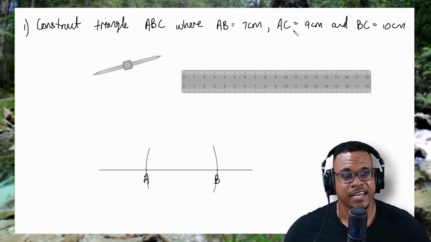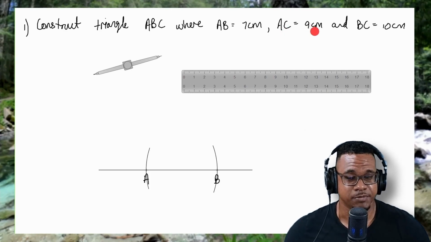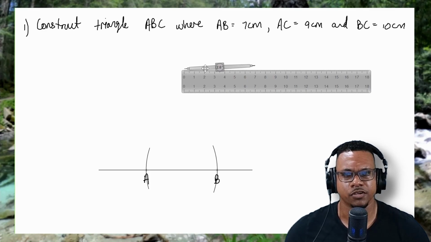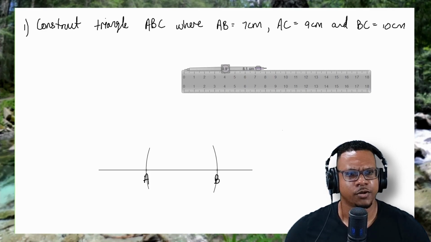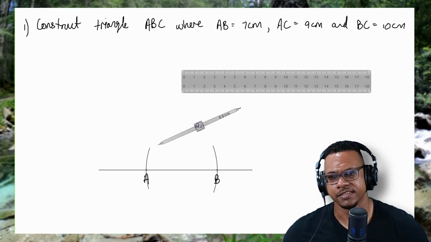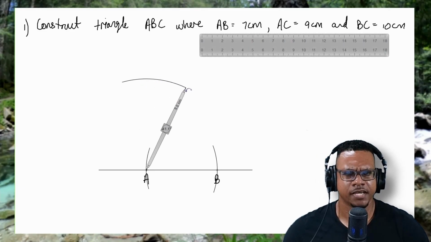So now I want to construct the line segment AC, which is 9 centimeters long. So again, I'm going to take my compass point and place it on the 0 on the ruler, and I'm going to open my compass out to 9 centimeters. Then I'm going to take my compass and place the compass point at the point A, and I'm going to make a big arc like this.